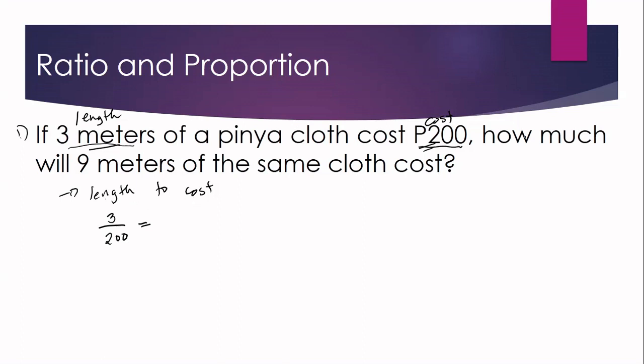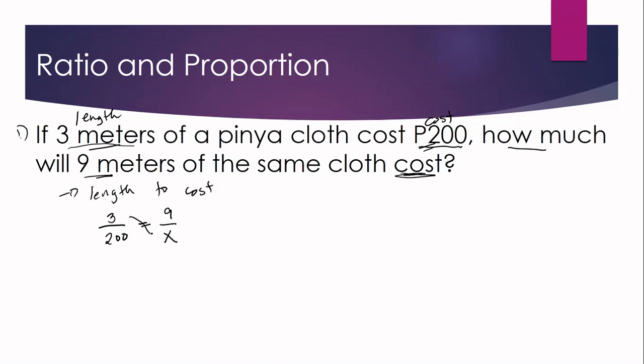So based on the question, how much will 9 meters cost? This time around, the length is 9 meters. So we have here 9 over how much will 9 meters of the same cloth cost. The unknown here is the cost of the 9 meters. So let us represent the cost of the 9 meters as x. So this will be our proportion: 3 over 200 is equal to 9 over x.